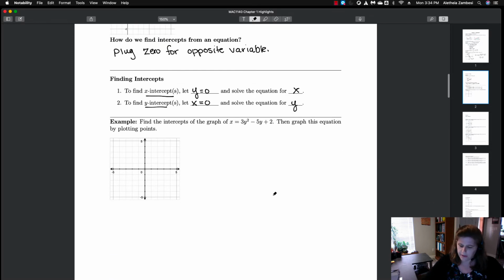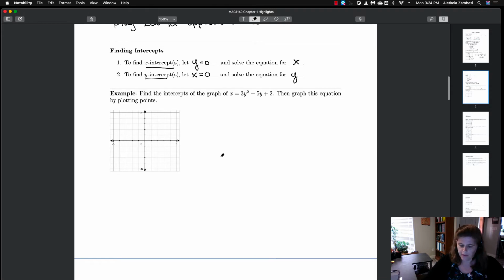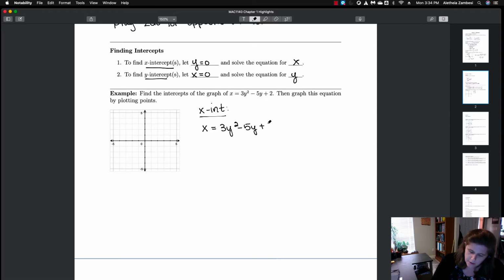So if I want to find the intercepts of this equation and then graph it, first I need the x-intercepts. Really, the order doesn't matter, but I'm doing them first. So x-intercepts, we let y be 0. So x is equal to 3y squared minus 5y plus 2.